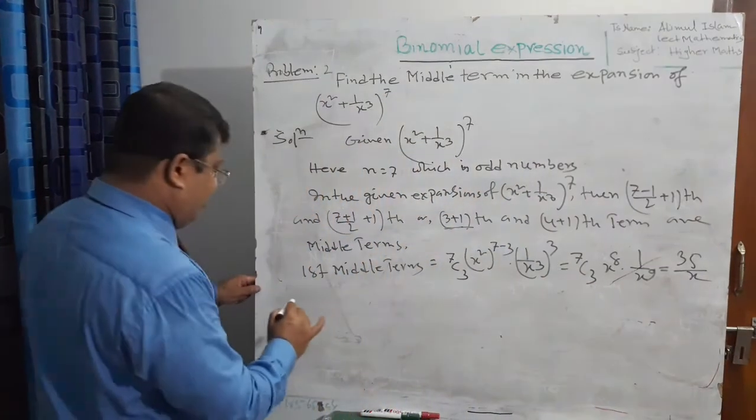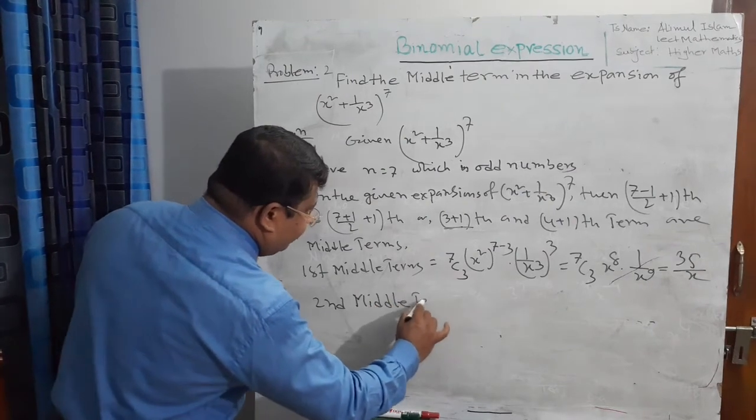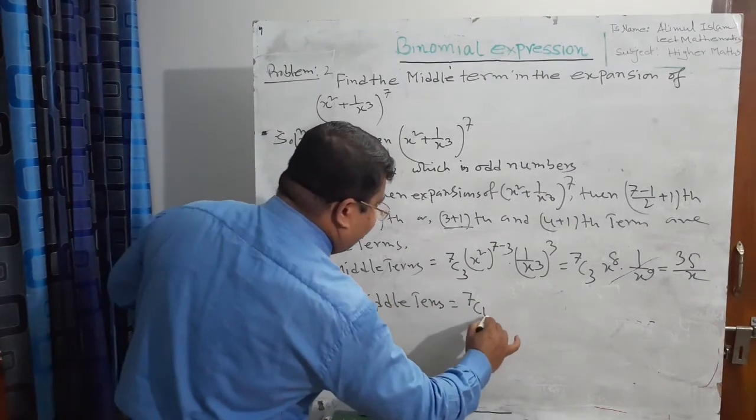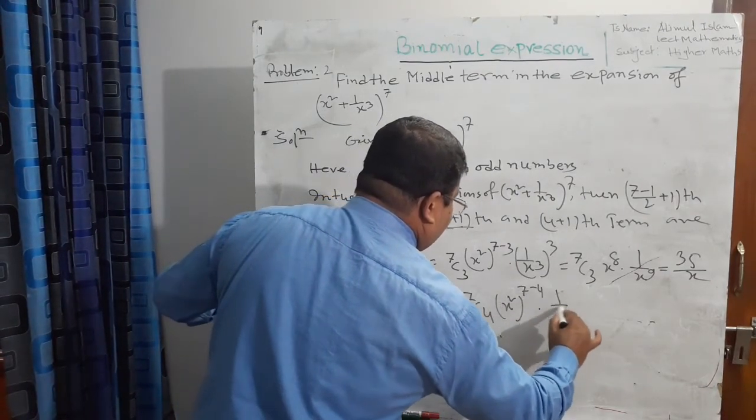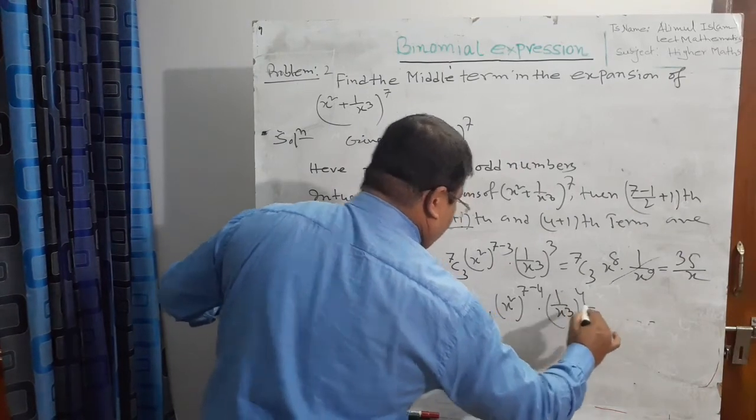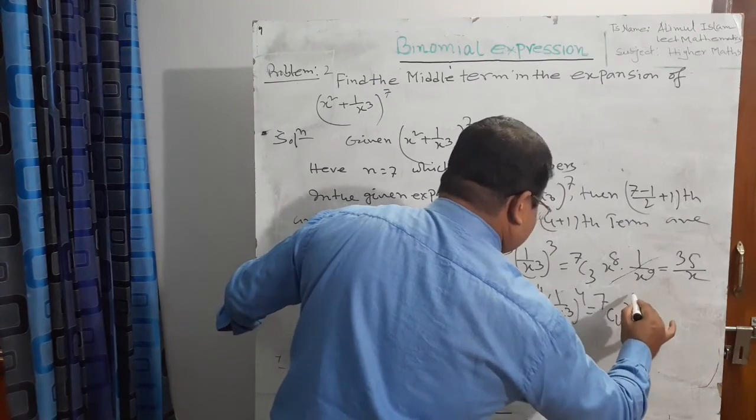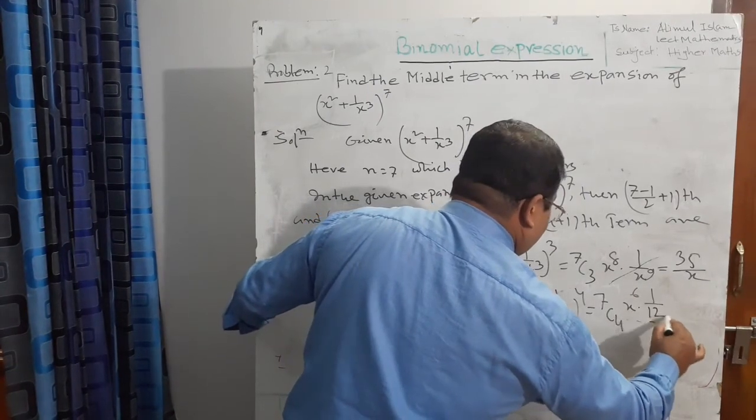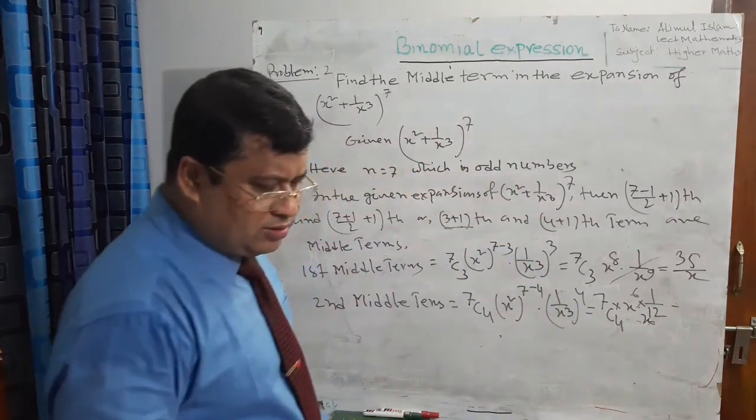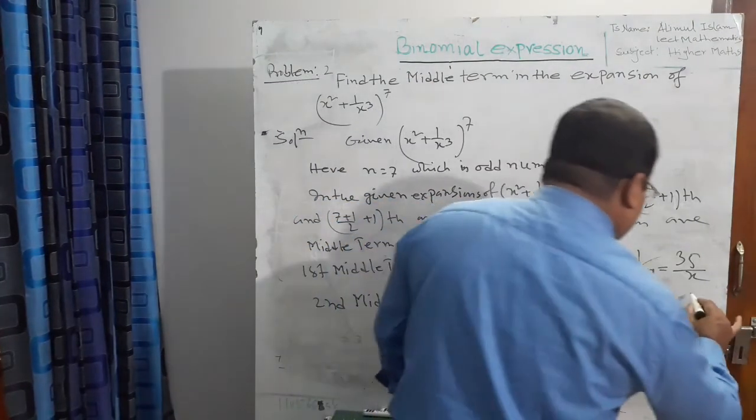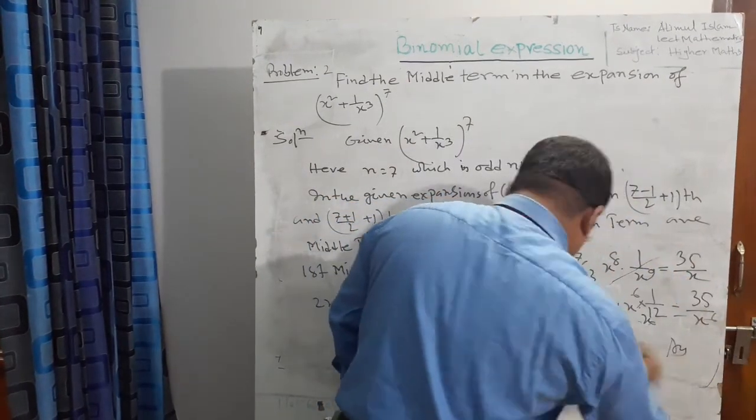And the second middle term, there are two middle terms here. The second middle term is 7C4, (x squared) to the power 7 minus 4, into (1 by x cube) to the power 4. You write 7C4, x to the power 6 into 1 by x to the power 12. Then after calculation, what will the result be? 35 by x to the power 6. This is the answer. Clear?